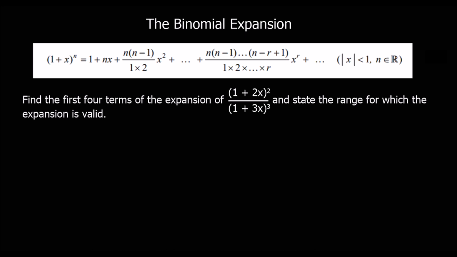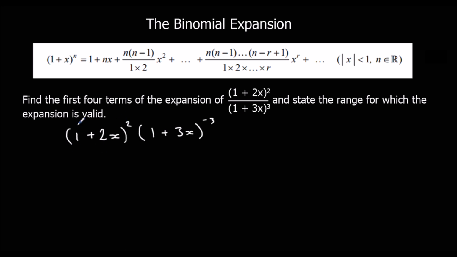the expansion is valid. So we can rewrite this fraction as two expansions multiplied together, because dividing by a power of 3 is the same as multiplying by the power of -3. So I can rewrite this as (1 + 2x)^2 multiplied by (1 + 3x)^-3. And now I can expand them both and then multiply them together.